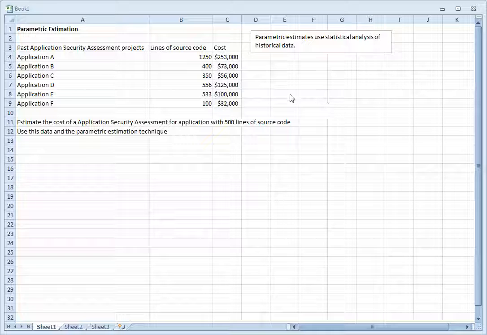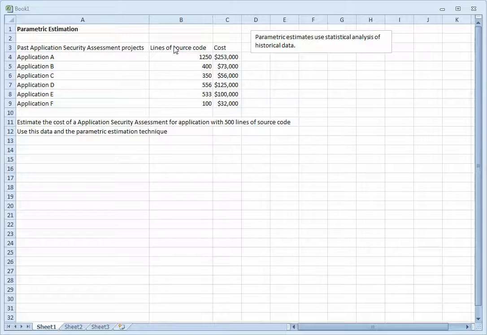And the parameter that we're using to estimate cost is the lines of source code. And as you see here is the cost of each project. So now what we want to do is estimate another project using this data, a project that has 500 lines of source code. So let's see what we can do here.